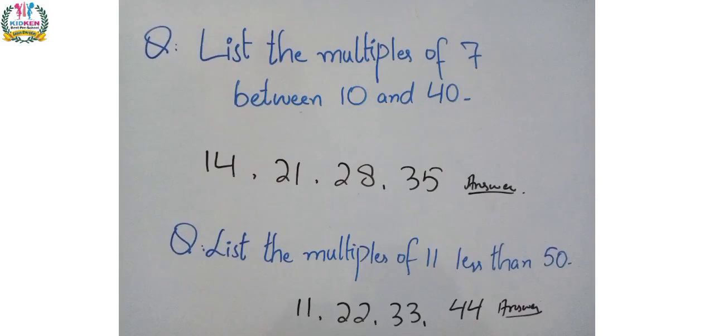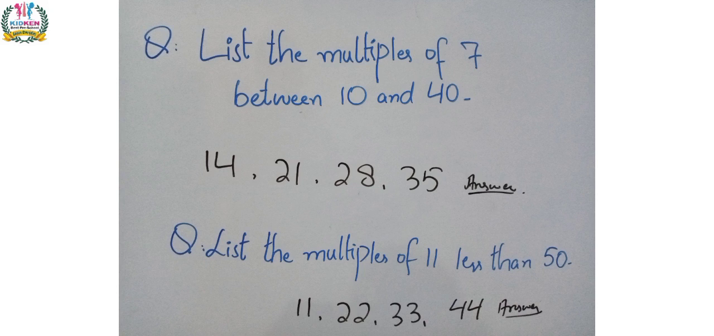Next question is list the multiples of 7 between 10 and 40. So simply you can write the multiples of 7 between 10 and 40. So 7 1s are 7 and 7 2s are 14. So 14 is greater than 10, so simply we can write 14. And 7 3s are 21, so we can write 21. And 7 4s are 28, so again we can write 28. And 7 5s are 35, so we can write 35, and we have a limit that the largest value is less than 40.